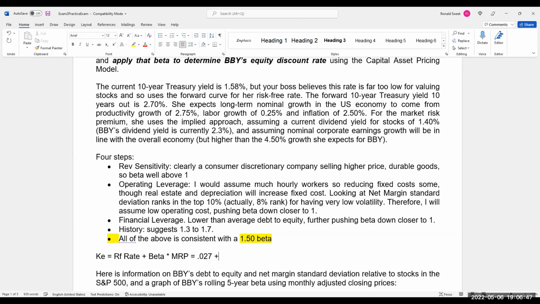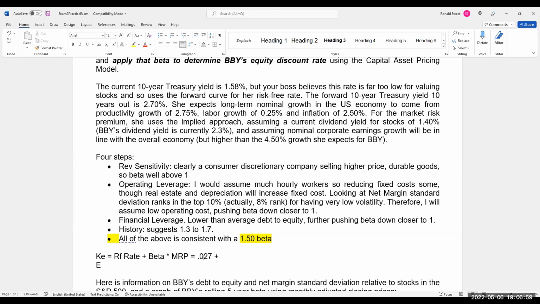Make sure you convert everything into percents. I have students that take 2.7%, they convert it to 0.27. It's 27%, so that's obviously wrong. And then you have your expected return on stocks. It's going to equal the dividend yield plus maybe the buyback yield plus expected earnings growth.